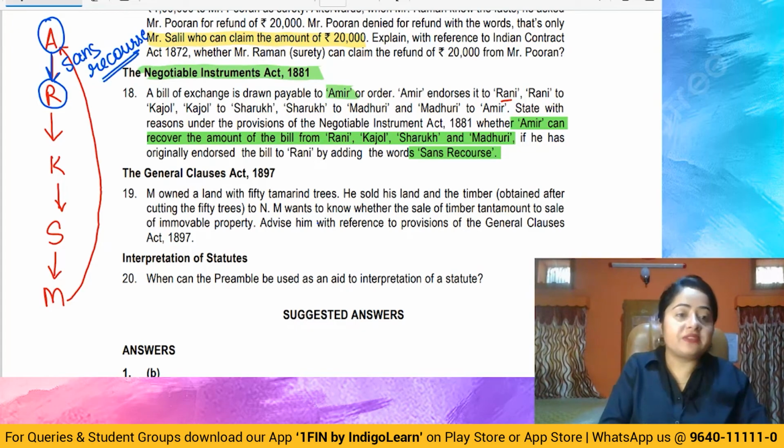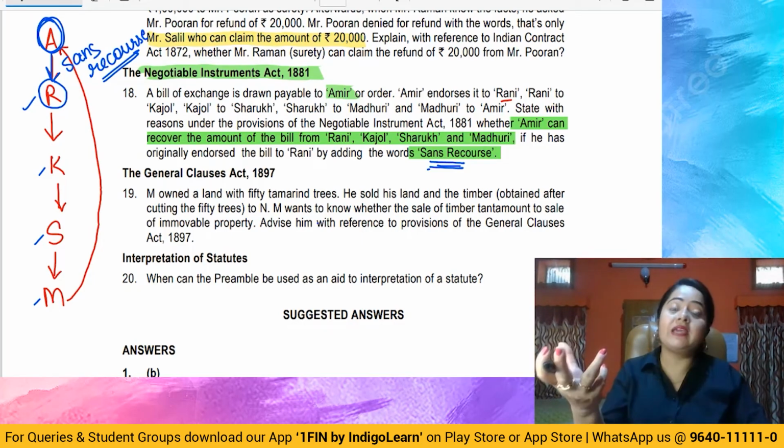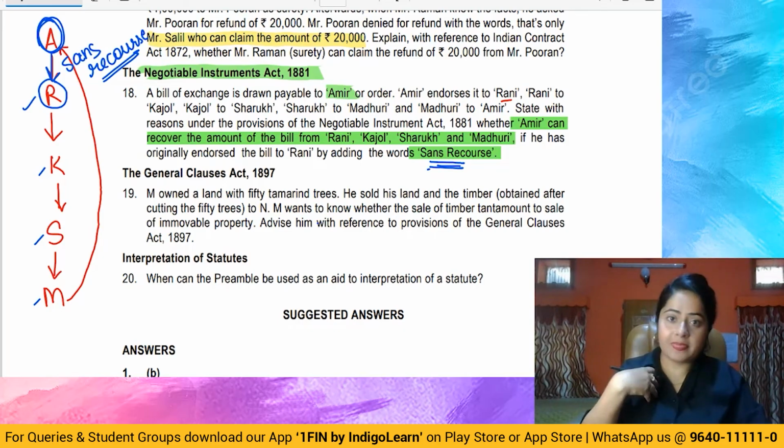Now you have to explain whether Mr. Amir can claim the money now from Rani, K, S and M. Can he do so? So you should know what sans recourse endorsement is. Sans recourse endorsement means without recourse to me. That means no matter what happens, don't come back to me. My dues are finished. If later on the instrument comes back to me, I can sue you, but nobody can sue me. That is what sans recourse means.